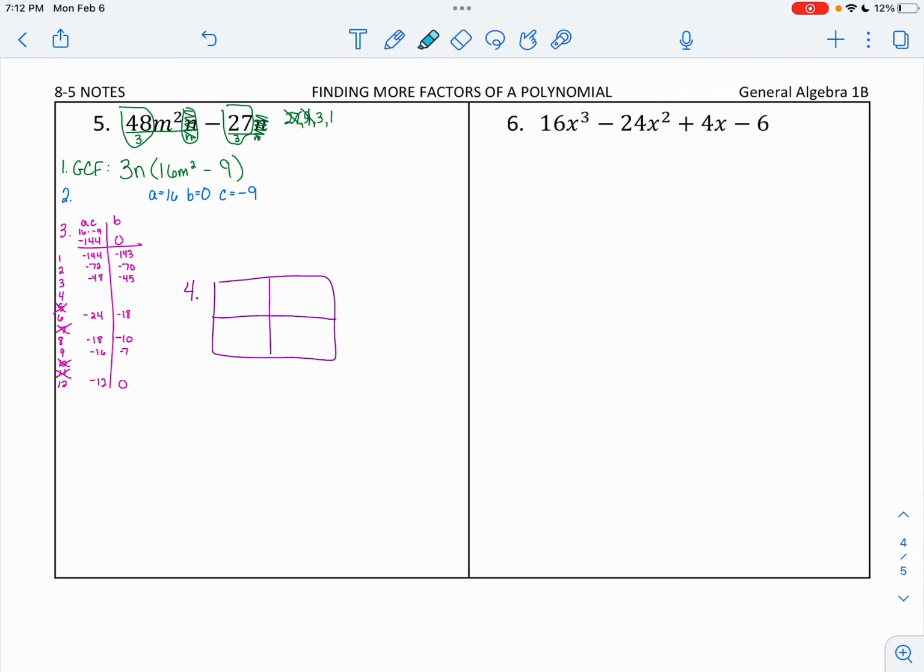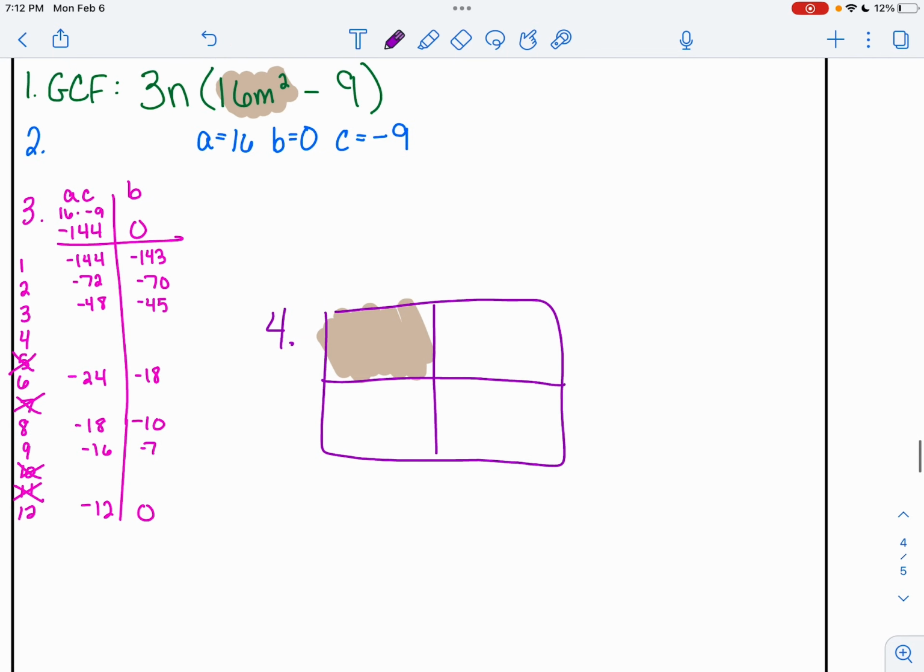Okay, let me get my brown highlighter. This top left box comes from step 2. Why'd you pick that brown? Because. So I'm going to color and put 16m squared here.